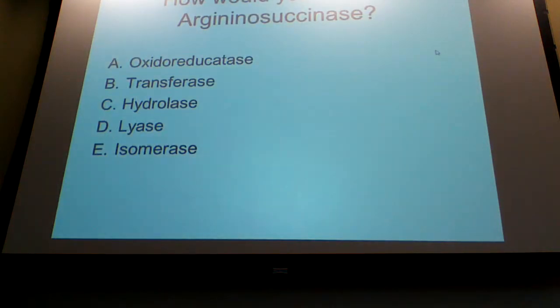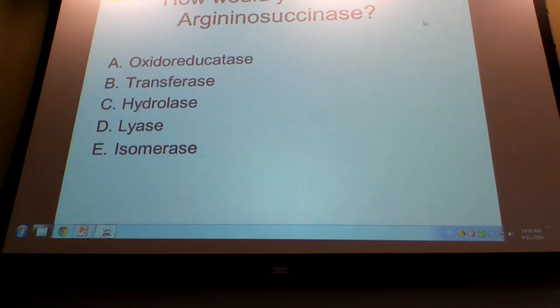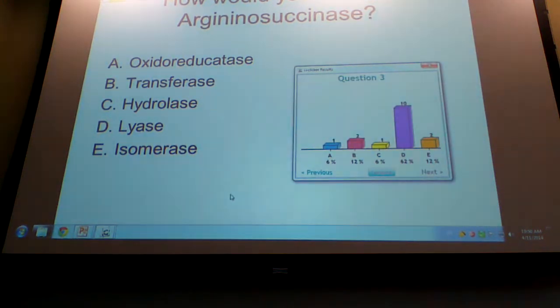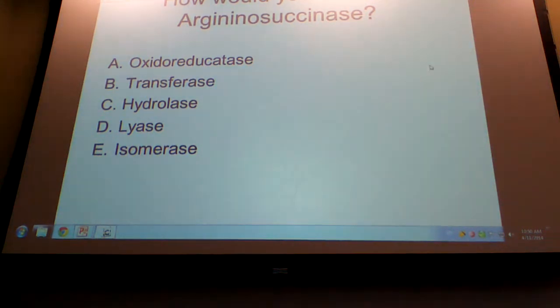I hope this is an easy question. How would you classify argininosuccinase? Two are holding strong. It is a lyase.